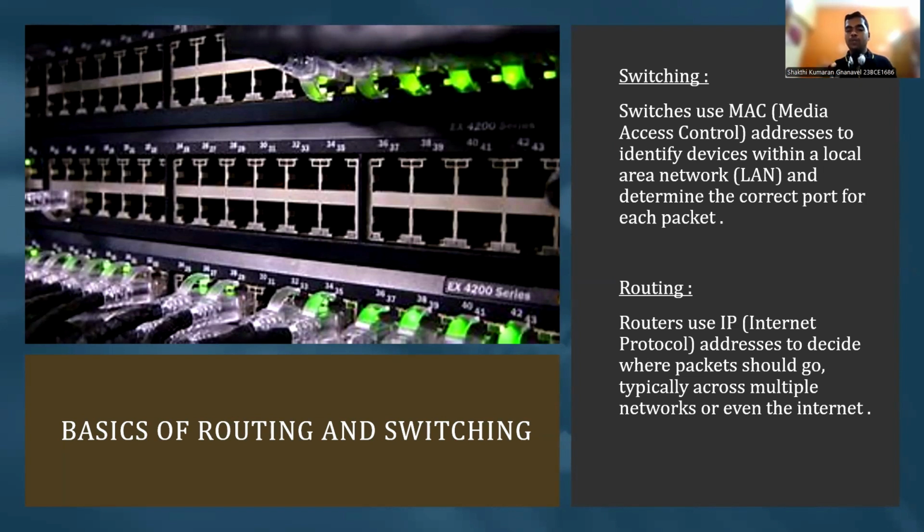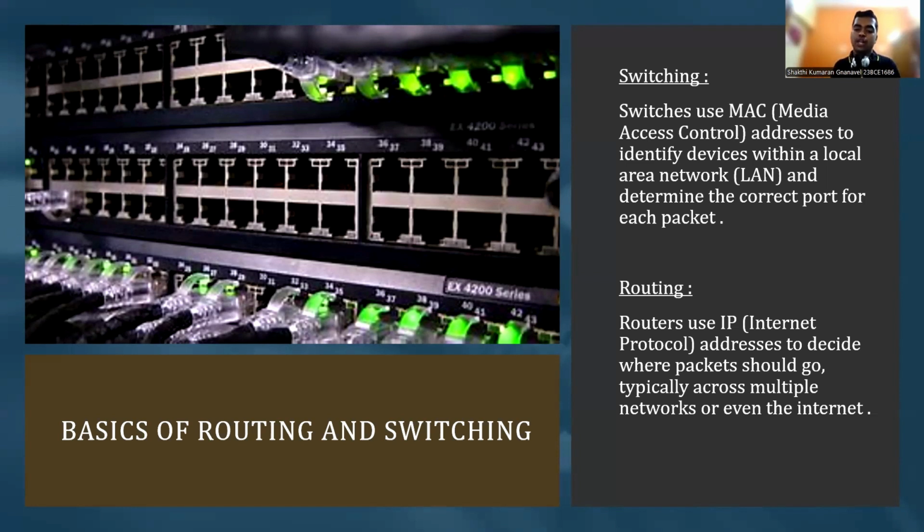Switches use MAC, media access control, addresses to forward data frames to the correct device within the same network. This ensures efficient communication within a single network by delivering data only to the intended device, reducing unnecessary traffic. Routing. Routing manages data transfer between different networks, typically across larger geographic areas. Routers use IP, Internet Protocol, addresses to determine the best path for data to reach its destination across interconnected networks.